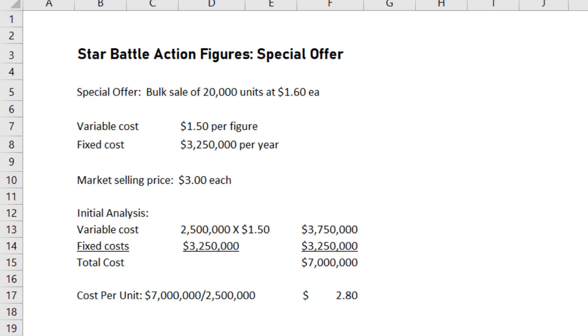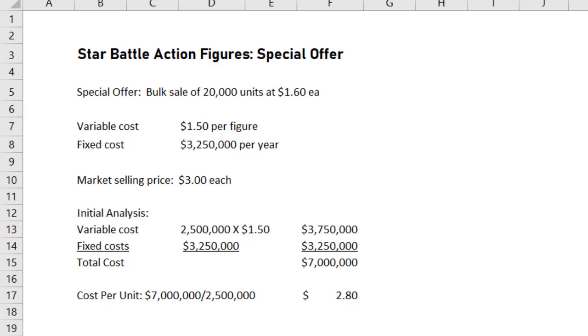So we need to come up with a strategy for considering these special orders. So let's say we determined that we're going to do a Star Battle action figure, and we've got a special offer from a retail outlet that wants to buy from us 20,000 units. Now, they're not going to pay the normal $3 because they're buying 20,000 units. They're willing to pay $1.60 each. So again, the variable costs and fixed costs are the same as before.